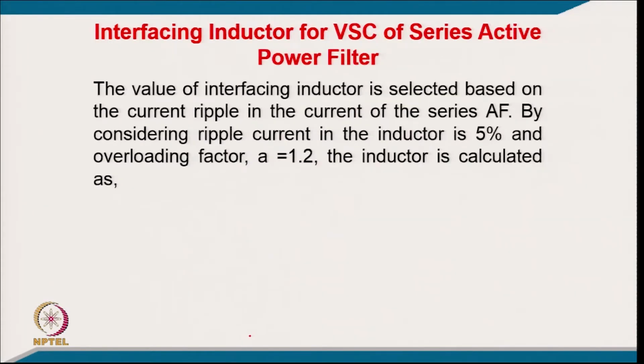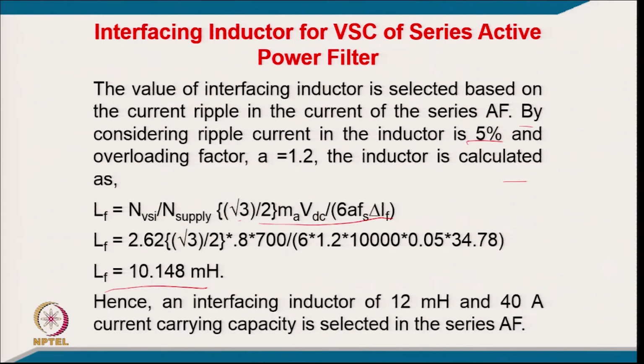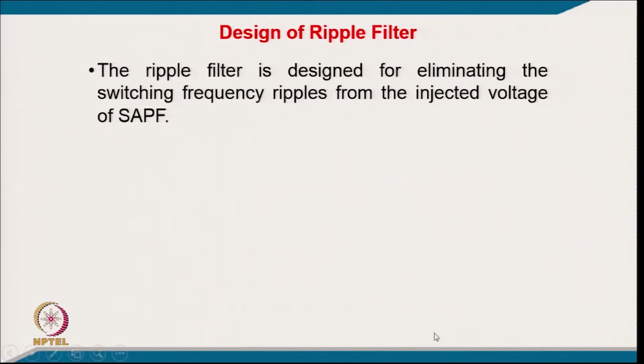The value of the interfacing inductor is selected based on the ripple in the current of the series active filter. Considering a ripple current in the inductor of 5% and an overloading factor of 1.2, the inductor is calculated as LF equal to N VSI upon S and the ripple current. Putting in all the values here, the inductance comes to 10.148 millihenry, and hence an interfacing inductor of 12 millihenry at 40 ampere current carrying capacity is selected for the series active power filter.